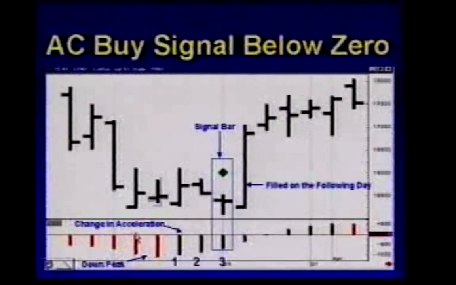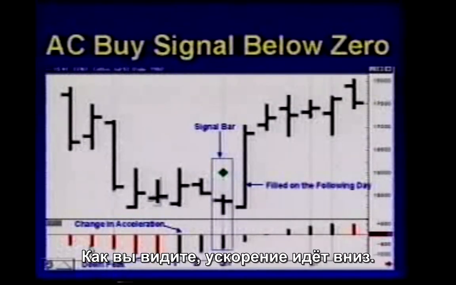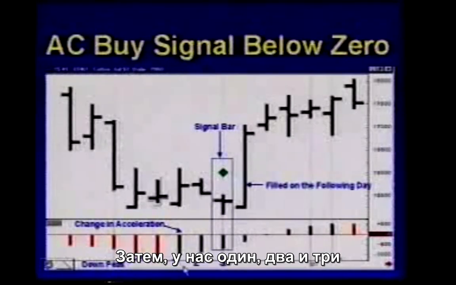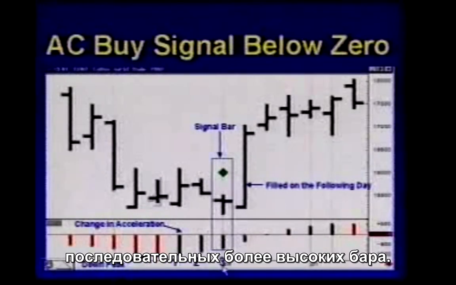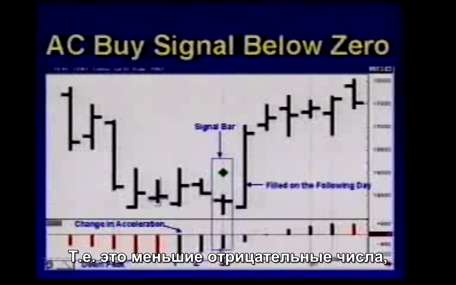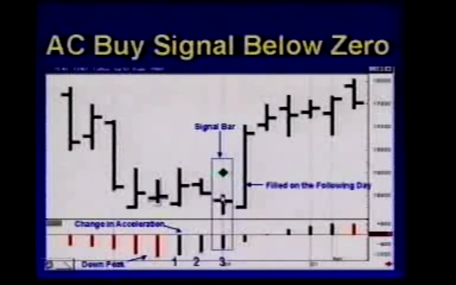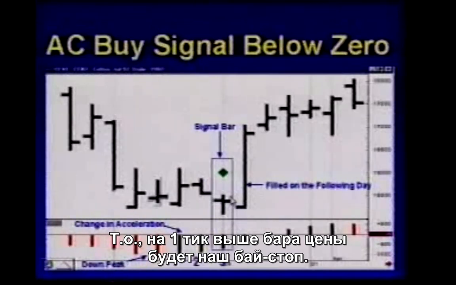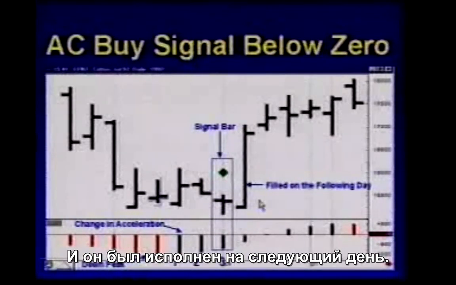Here you are below 0. This represents the 0 line. You see that acceleration is down. Then we have 1, 2, and 3 consecutive higher highs, meaning these are smaller negative numbers. It's getting closer to 0. So 1 tick above the high of this bar is going to be our buy stop, and it was filled the next day.